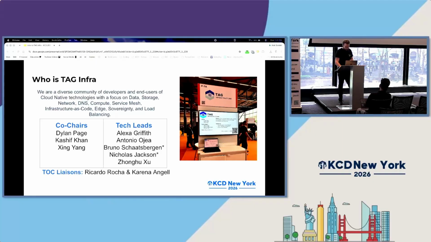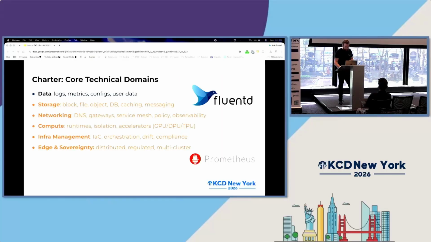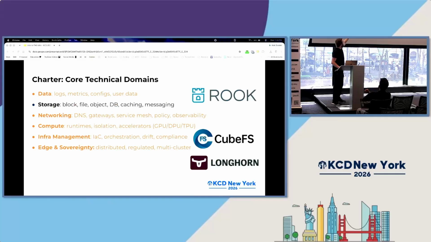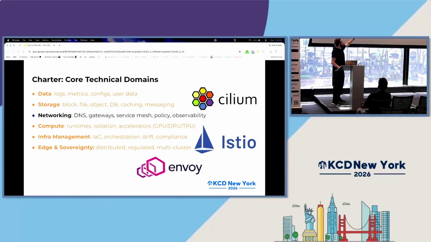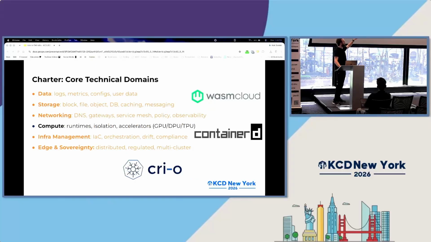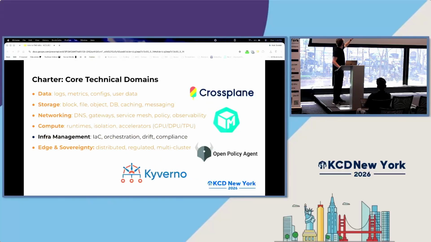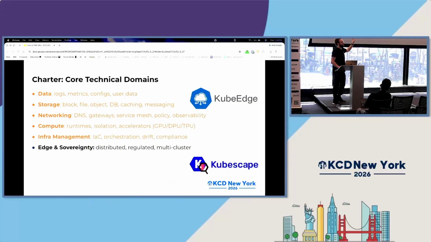I'll quickly breeze through some examples of the CNCF projects in each of the technical domains. In the area of data, we have things like Prometheus and FluentD. Storage, we have Rook, Longhorn, KubeFS. Networking is Cilium, Envoy, Istio. Compute includes Wasm Cloud, Containerd, Cairo, Crossplane, MetalCubed, Open Policy Agent, Kyverno, and then finally KubeEdge and KubeScape.